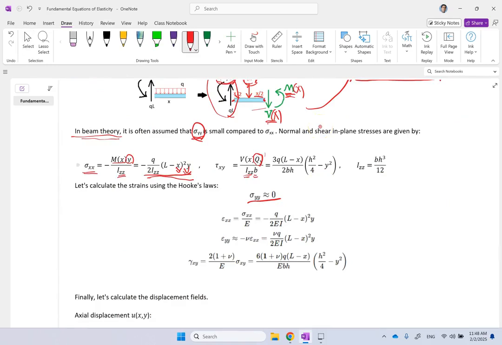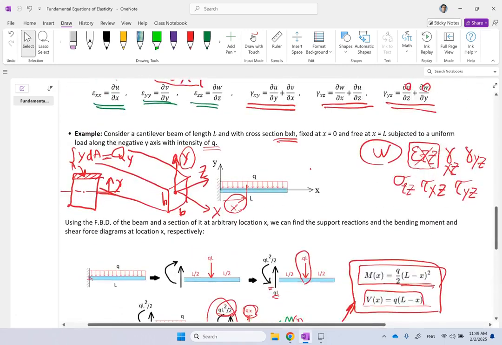So if I find that Qy, which is basically this one here, and V(x), and plug it in, this is going to be the shear stress based on x and y. And Izz is clearly based on what we know from moments of surface. Second moment is bh cubed over 12. So now that we have everything, we have sigma xx, we have tau xy, and sigma yy is 0. So it's a 2D case. We have the elements of the stress tensor in the 2D case.